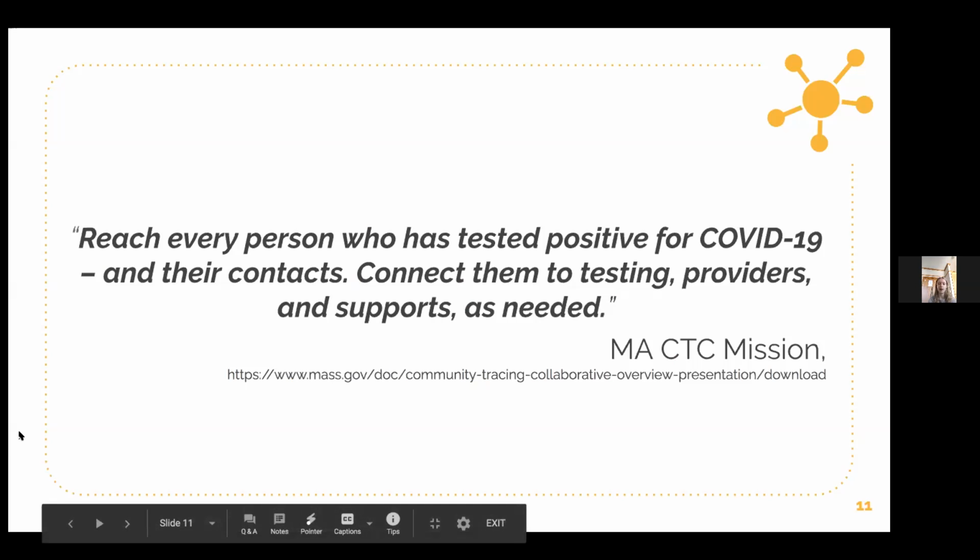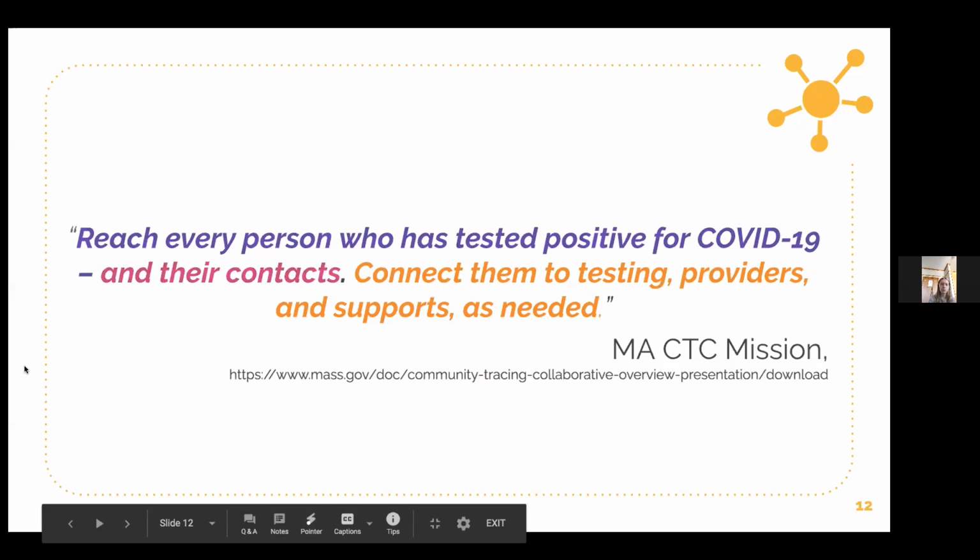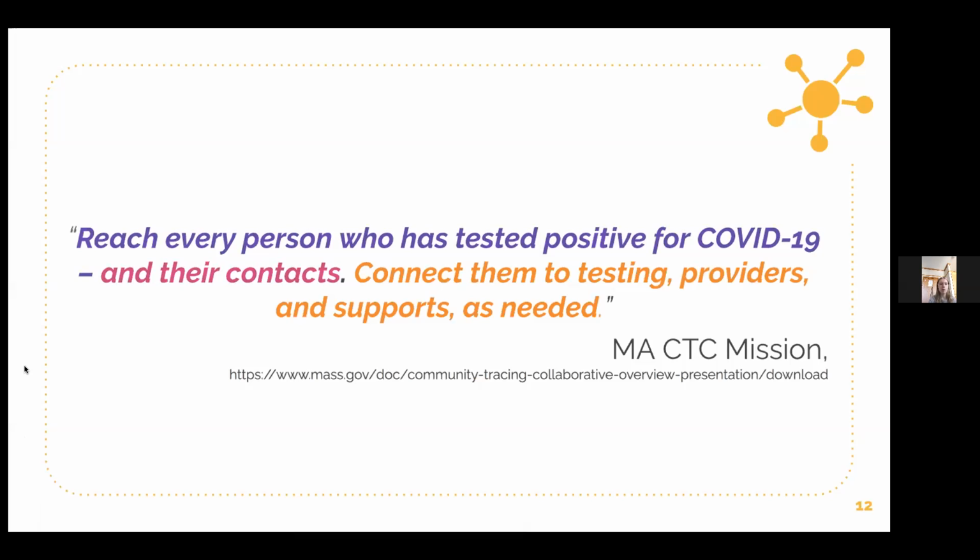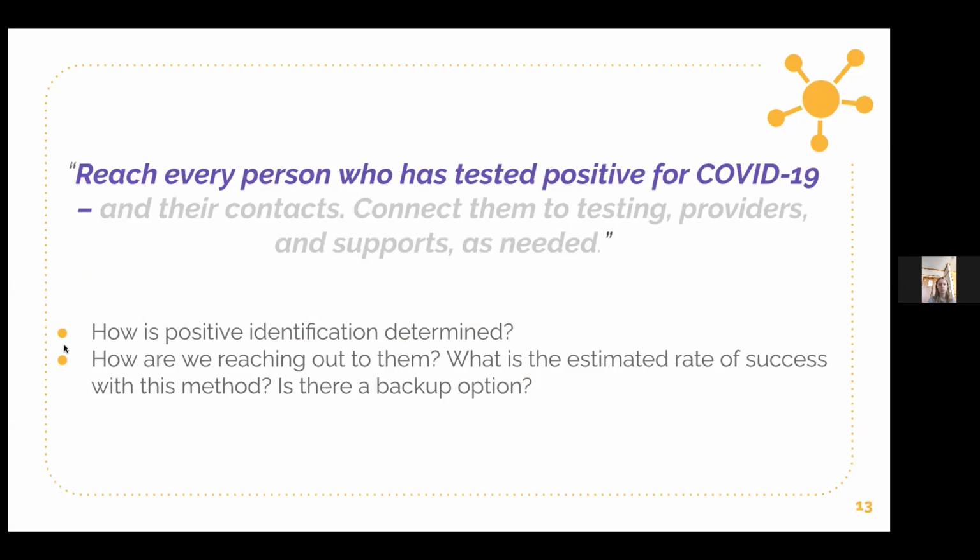So we're going to break down this quote a little bit. First, we're going to look at the testing positive part, excuse me, sorry. First we need to look at how we're identifying positive testing. Additionally, how we're reaching out to the people that are testing positive, what the estimated rate of success for this method is, and if it's actually going to be effective. And if for some reason the method that we're using isn't working, we should have a backup option that we can fall back on.